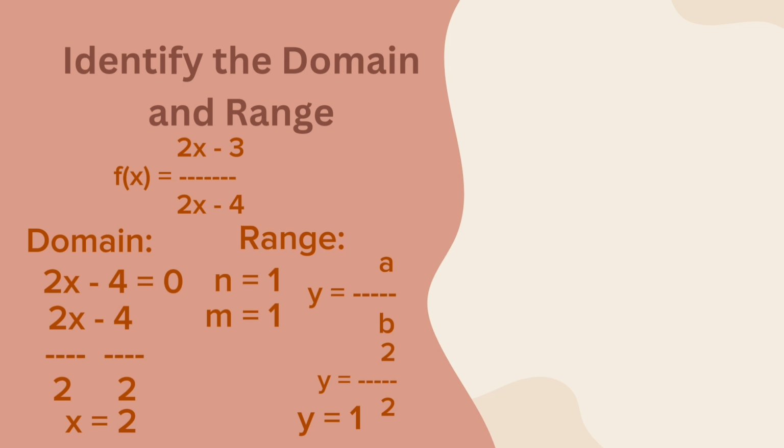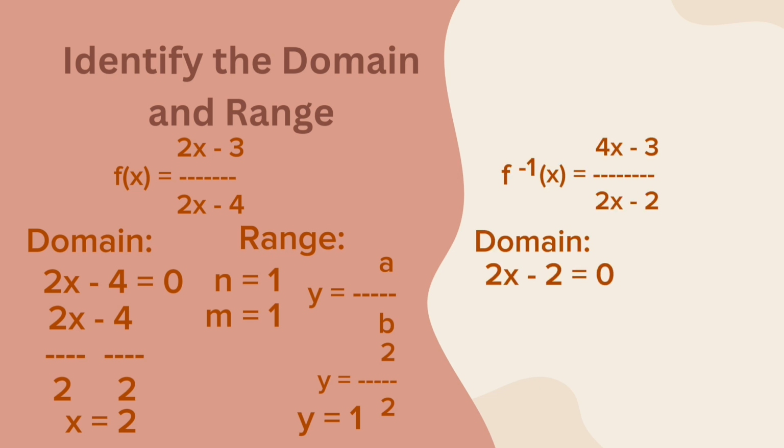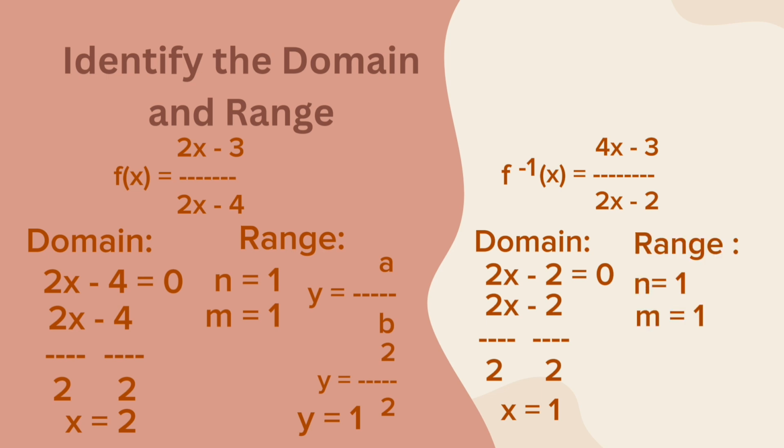For the inverse, same procedure. To identify the domain, transpose the, which will give us... Nice, nice. So x should not be equal to 1. For identifying the range, the highest degree of numerator and denominator is 1. Is it both? Okay, yes, indeed. So divide the... Okay, which will give us... So y should not be equal to 2.